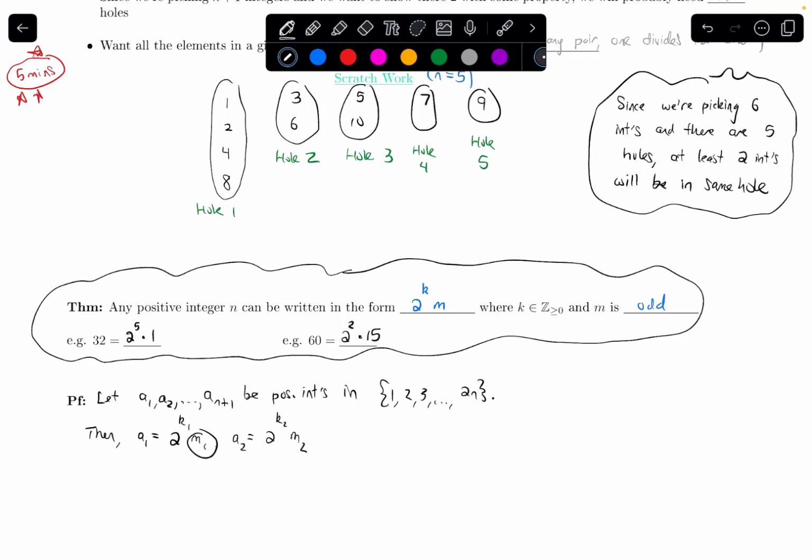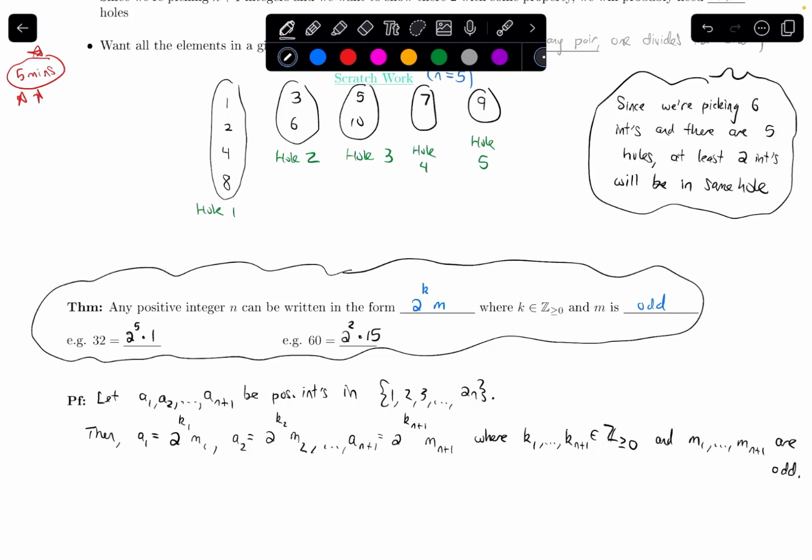These odd integers are not necessarily going to be the same. Comma, dot, dot, dot, up until the last one, a(n+1), would be equal to 2 to the k(n+1) times m(n+1), where k1 up until k(n+1) are all elements of the non-negative integers, z greater than or equal to 0, and m1, comma, dot, dot, dot, up until m(n+1) are, running out of room here, they're all odd.